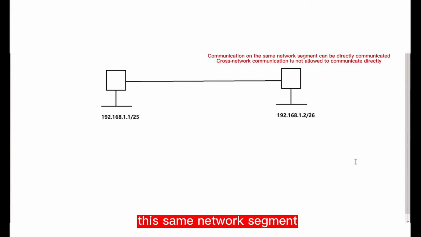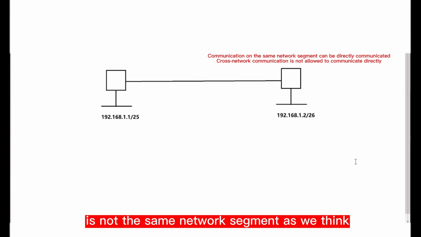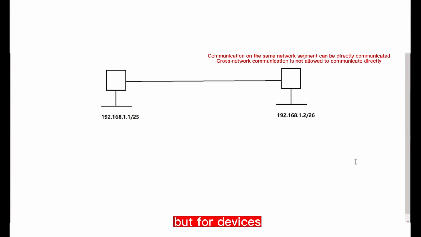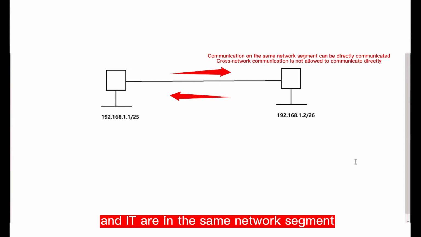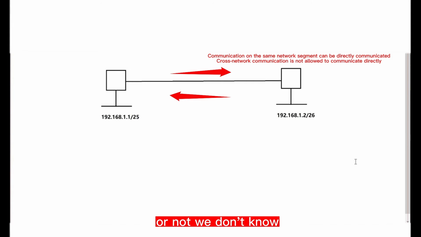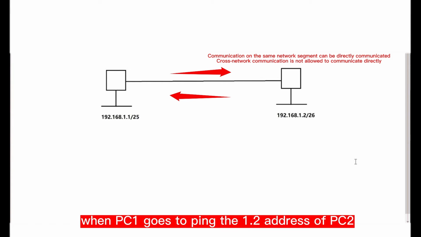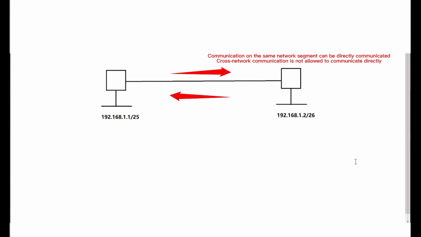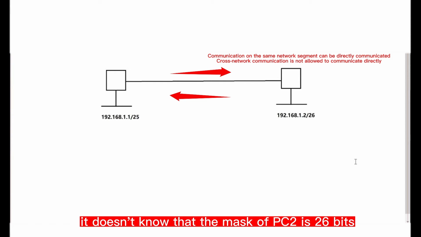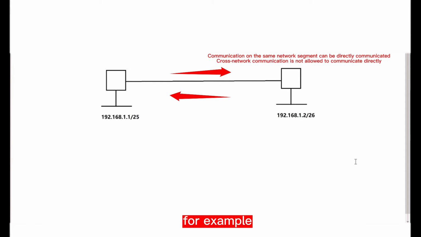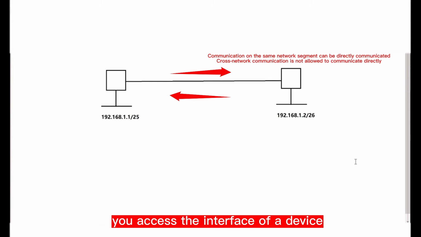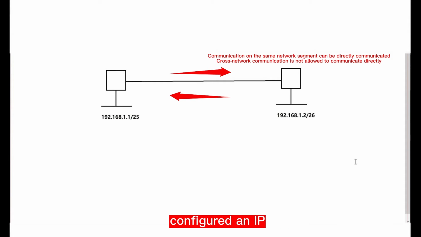We say that communication on the same network segment can communicate directly. But this same network segment is not the same network segment as we think. For the devices, PC1 thinks that PC2 and it are in the same network segment. PC2 thinks that PC1 and it are in the same network segment. So they can communicate. Whether they are actually on the same network segment or not, we don't know. When PC1 pings the 1.2 address of PC2, it doesn't know that the mask of PC2 is 26 bits.